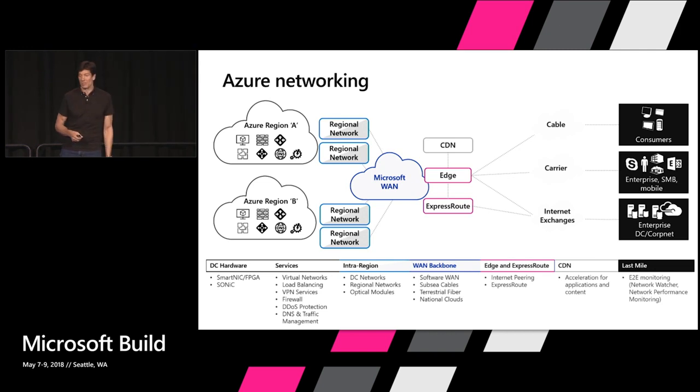You can see the types of services that we deliver on this network, from our DC hardware with our NICs that I'll talk a little bit more about, to the services we deliver within a region and across regions, to inter-region data center network, like DC networks, regional networks, optical modules that we use for optical switching within a region, our software WAN, the subsea cables that we've been deploying, and our internet peering sites.